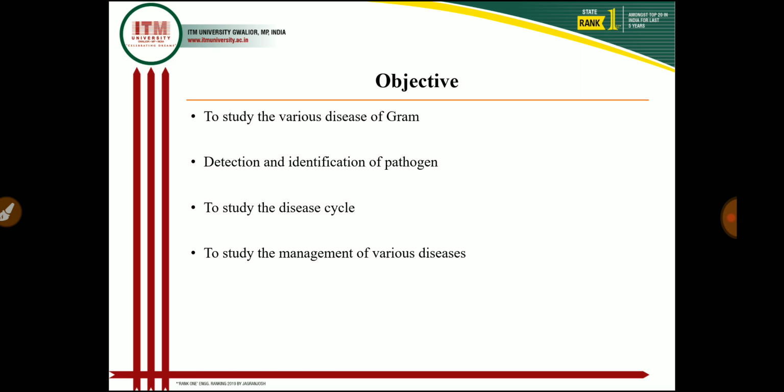And to study the disease cycle, in this I explain what are the primary sources of inoculum, what are the secondary sources of inoculum, and how these pathogens complete their disease cycle in the host. And the last one is to study the management of various diseases, in which we learn how we manage or control the diseases in field conditions, and by managing the diseases we increase the production of the gram crop.